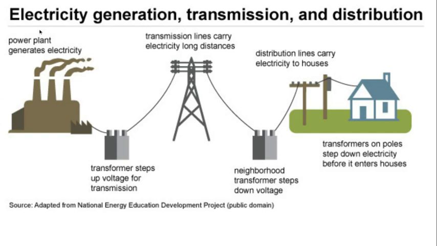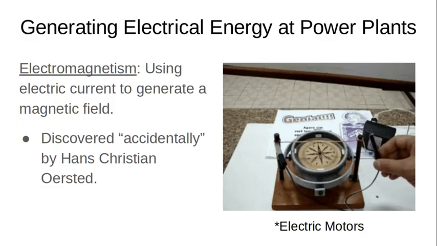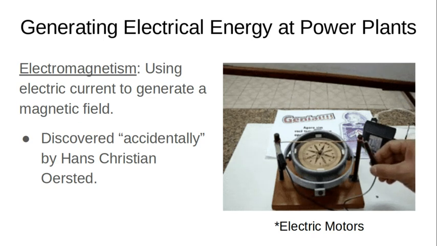The generation of electricity happens at a power plant, sort of like the one you see roughly pictured here. But how does that actually occur? Let's take a closer look. Well, before we understand how electricity is generated at the power plants, we need to understand a little bit about the connection between electricity and magnetism.